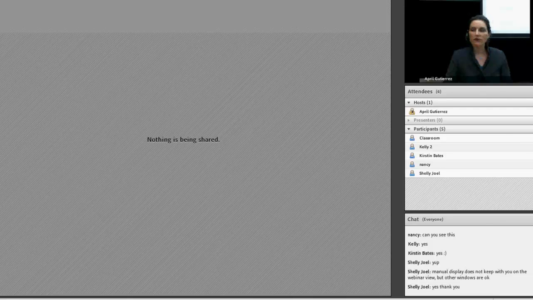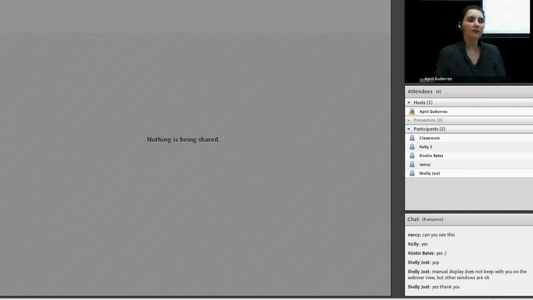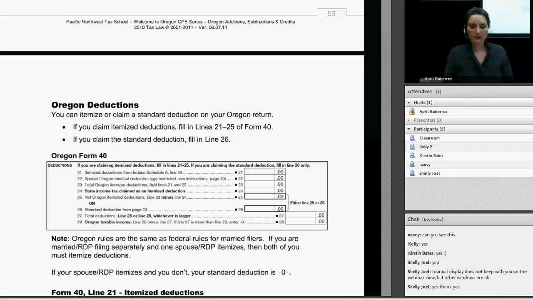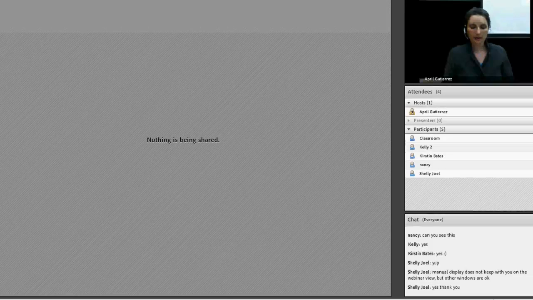Well, we're finished with Oregon subtractions. We're now going to take a look at Oregon deductions. So I just want to kind of reorient you with the Form 40 and where I am next.